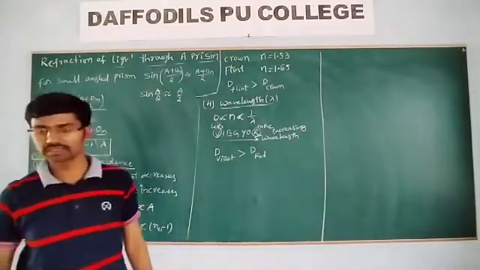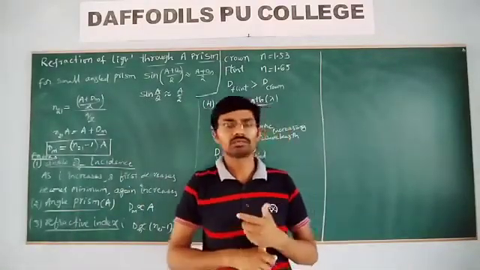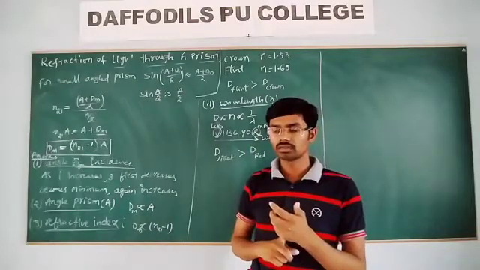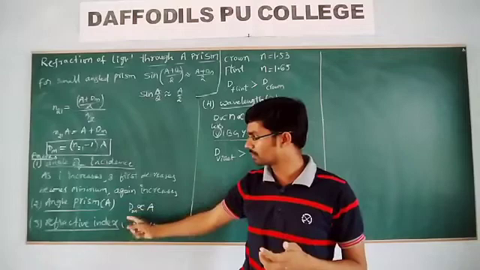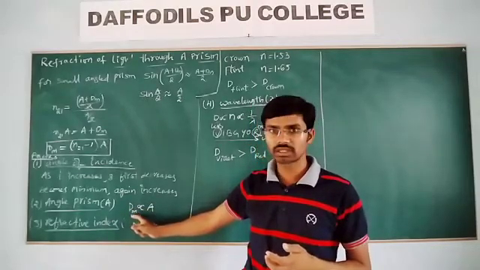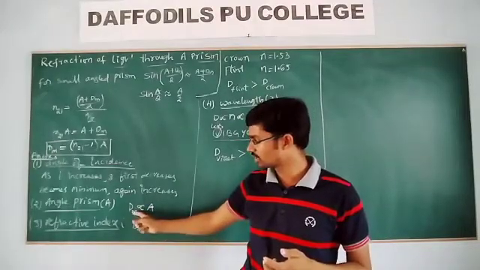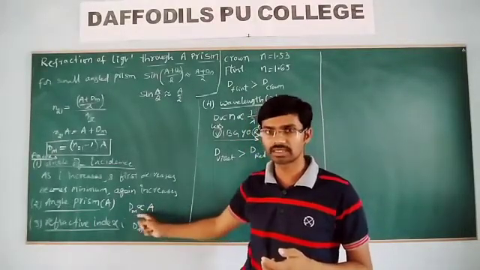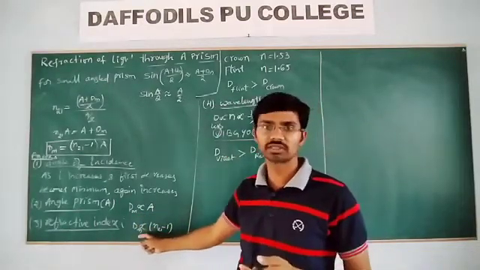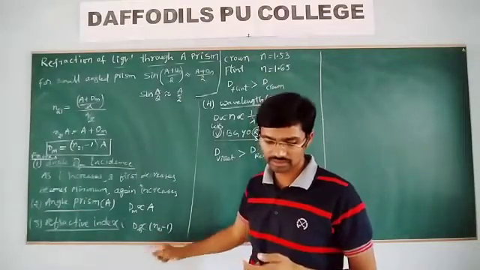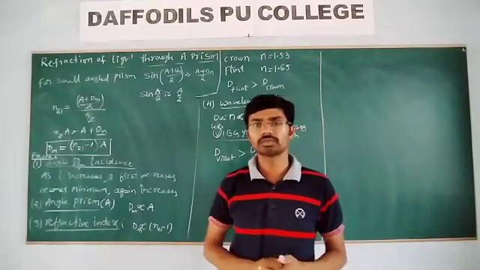These are the factors affecting the deviation of the prism: angle of incidence, angle of prism, and refractive index. The angle of prism is directly proportional to the minimum deviation. The more the angle of prism, the more the angle of deviation. The less the angle of prism, the less the deviation. The more the refractive index, the more the deviation. The less the refractive index, the less the deviation.